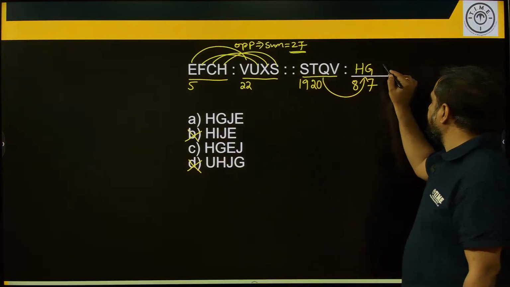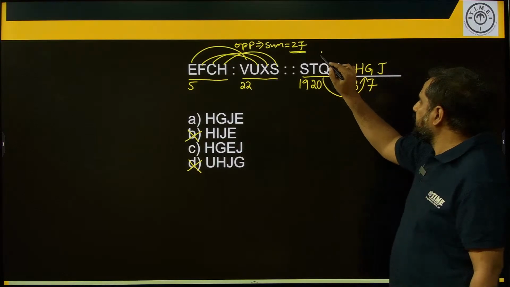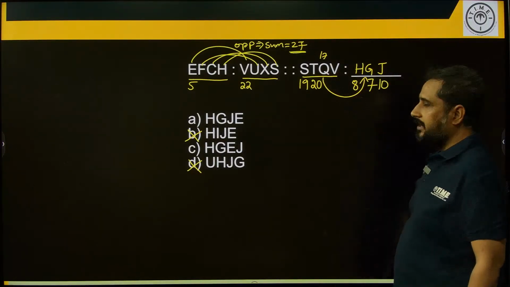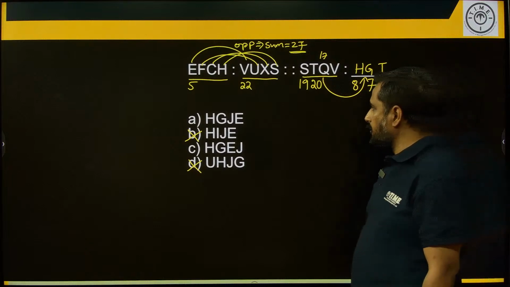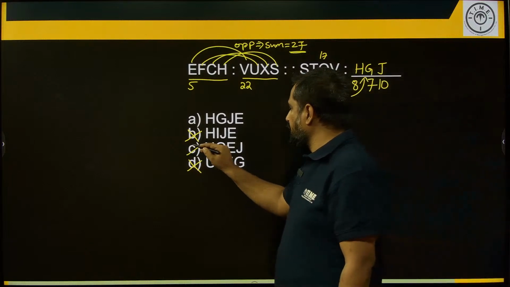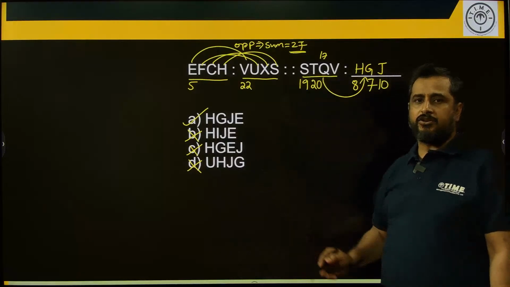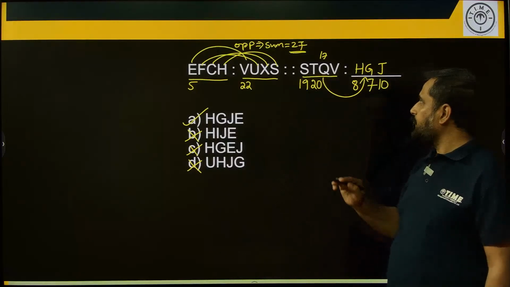Q's opposite is J. Q position value is 17. To get the sum 27, a 10 needs to be added. That is J. How many options are available? Only one option. Choice C is ruled out. Option A is my answer. So in the exam, you can stop here. But here we'll check the fourth letter as well.